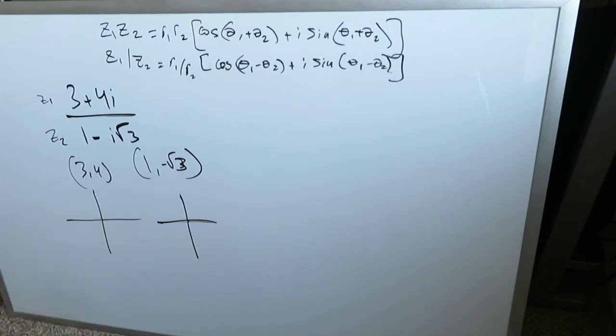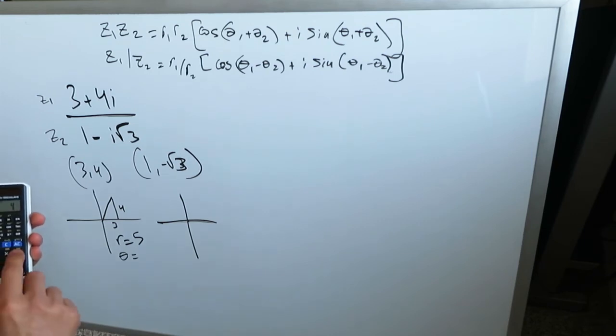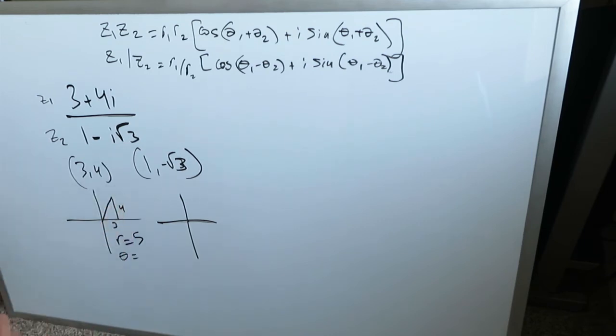3 comma 4 is quadrant 1, and you go 3 here, 4 here, and you determine r. It's going to be a 5. 3 squared plus 4 squared, square root of that, 25, is a 5. For theta, you're going to have to do this with a calculator. 4 divided by 3, it's always y divided by x. Inverse tan, I get 53.1. Okay, my theta is 53.1.